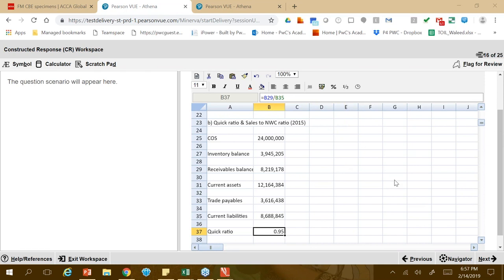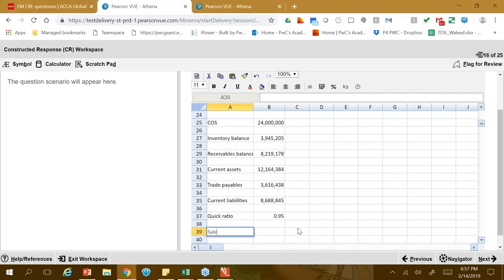Just one final thing here, which is the sales to net working capital ratio. So sales over net working capital. We have the sales information and we have the current assets minus current liabilities information as well. So for the sales to net working capital, I can simply do this calculation.